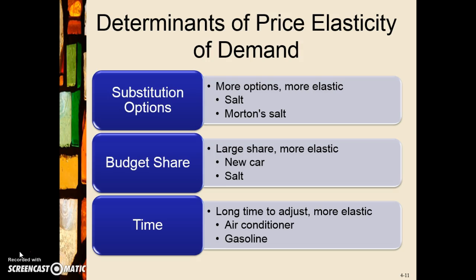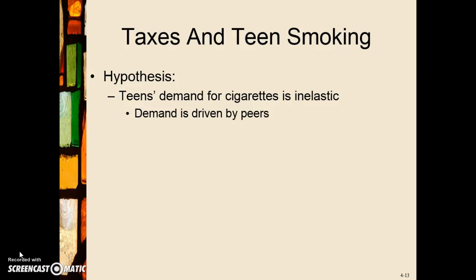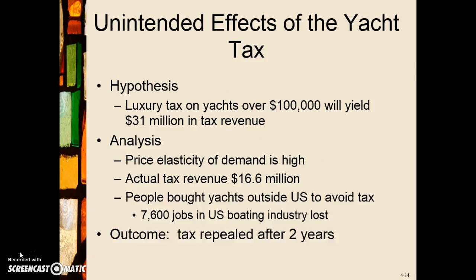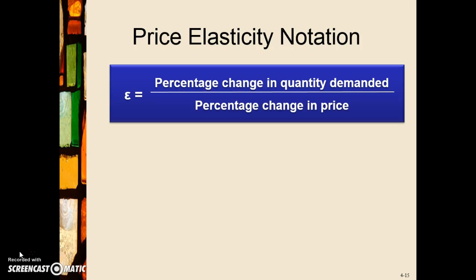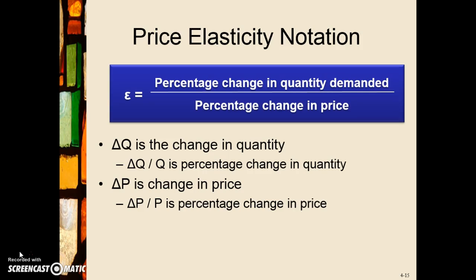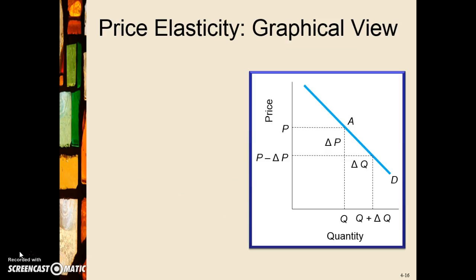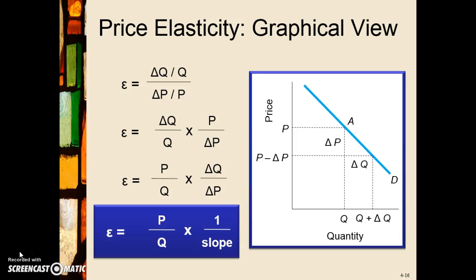Okay, so these are the determinants of price elasticity of demand. You're going to want to use these for your discussion question this week. But I want to show you another way to calculate price elasticity of demand. This is how we had it before. It turns out that if we do all this algebra, the price elasticity of demand equals P divided by Q times 1 over the slope. So all of this algebra gets us to the exact same formula, and now we have two different formulas to calculate price elasticity of demand.